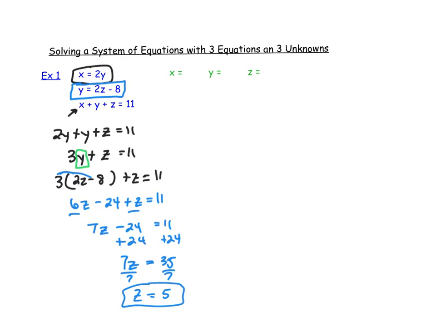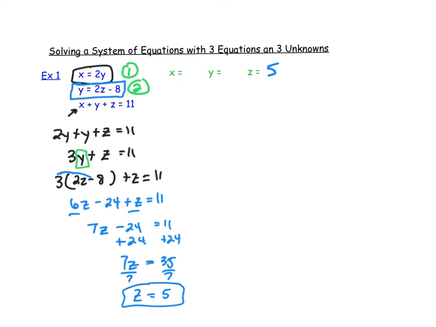So we got one of our 3 variables, or one of our 3 unknowns. Z is 5. Now we have to go back and figure out what the other ones are. Just to recap, we wrote down the third equation, and my first step was to plug in x equals 2y for x, and then we replaced y with 2z minus 8. So this was just straight up substitution.